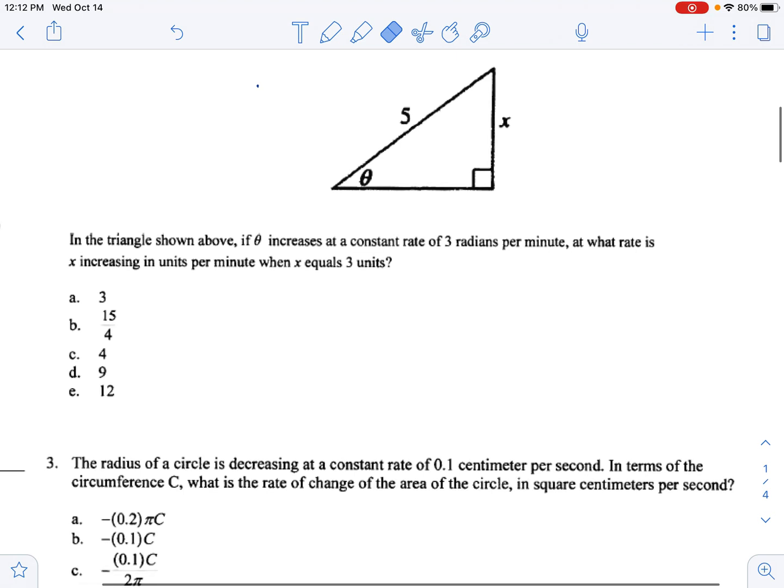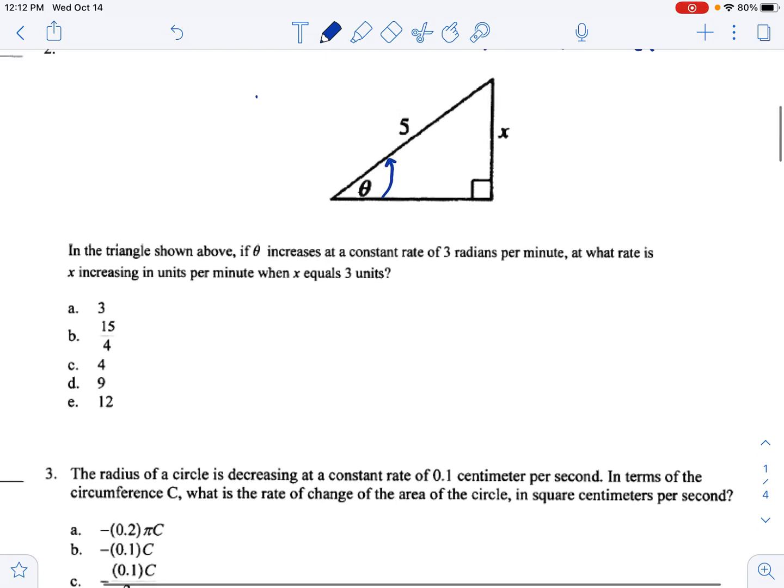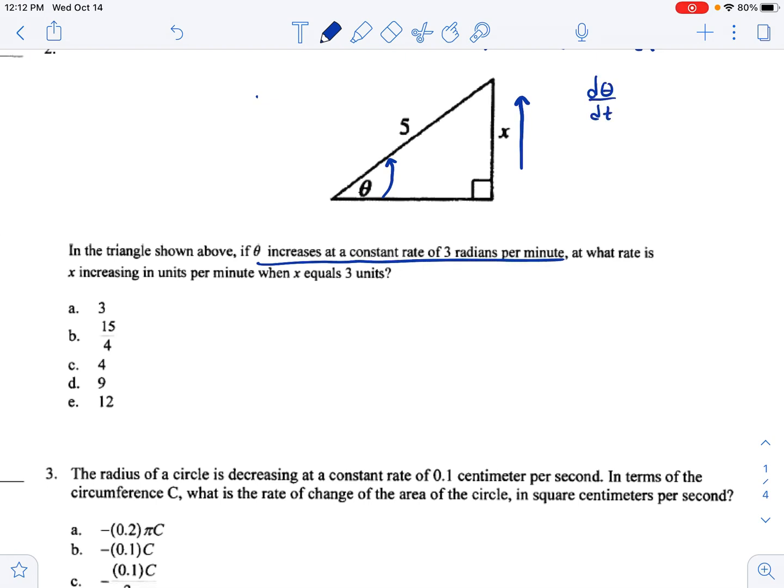And we see angle theta labeled there. In the triangle shown above, if theta increases at a constant rate of 3 radians per minute, at what rate is x increasing in units per minute when x equals 3? So here the angle's increasing. So this angle is going to be presumably getting larger, and x would be increasing as well, going upwards. If theta increases at 3 radians per minute, they're giving us the rate of change of that angle this time. At what rate is x increasing? We want the value of dx/dt when x is equal to 3.